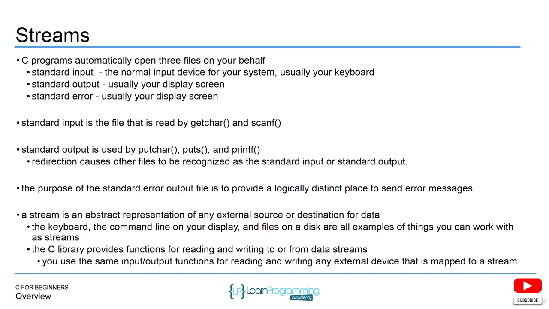A stream is an abstract representation of any external source or destination for data. This is why it's more generic than, say, a file. The keyboard, the command line on your display, files on a disk, those are all examples of how you work with streams. Streams are going to be much more important when you start studying C++. The C library provides functions for reading and writing to or from data streams. So you can use the same input-output functions for reading and writing any external device that is mapped to a stream. Right, so that's why I mentioned you can use scanf to read from the keyboard. You could also use scanf to read from files. It all depends on where the stream is pointing to.